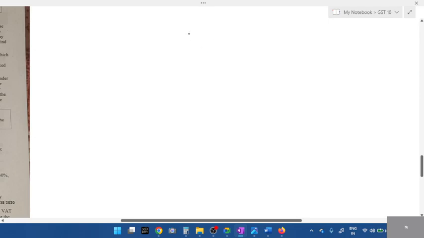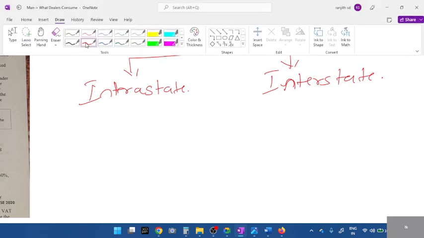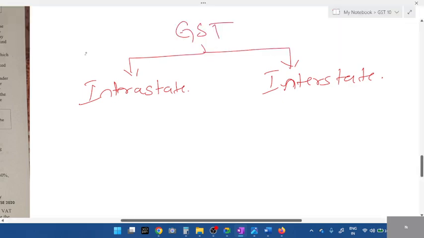Now the next concept in tax. GST is split into two parts. I told you two parts. Now, interstate and intrastate. Don't write. I'll tell you what to write. Okay, don't write all this. Interstate, intrastate. First thing, we know what GST is and the basics we learned. GST is basically goods and service tax, and we got to know how to calculate it.